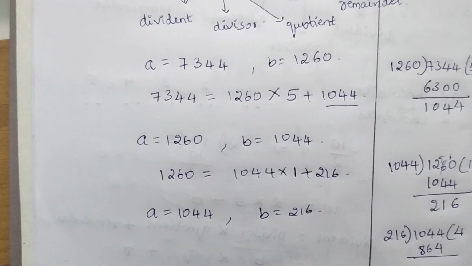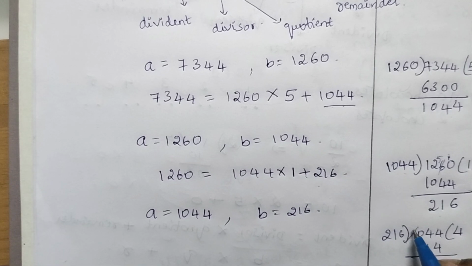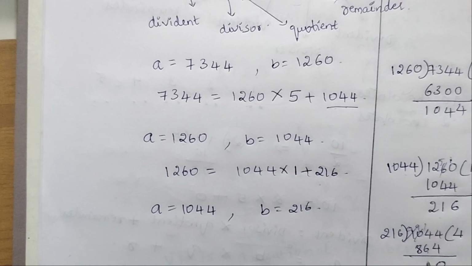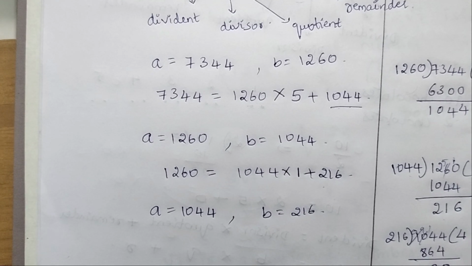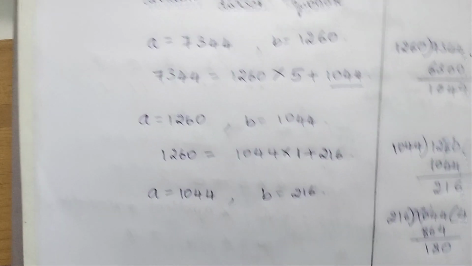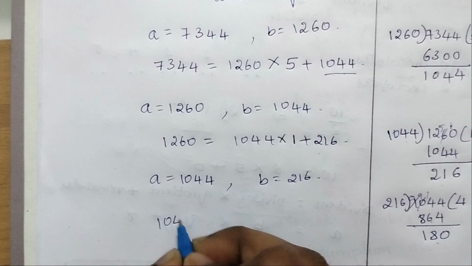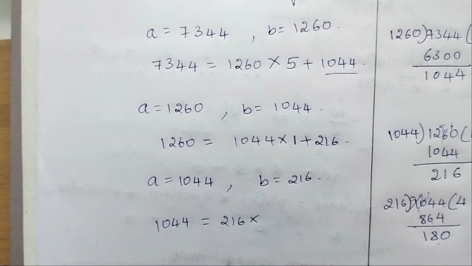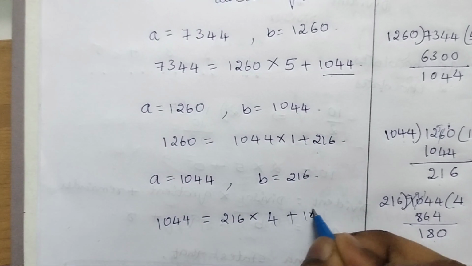So once I subtract, 4 minus 4 is 0. I can't subtract 6 from 4, I'll take carry. 14 minus 6, I'll get the answer as 8. Here 9 minus 1 is 8, 1. So I'll get the remainder as 180. I can write this now as 1044 is equal to 216 into quotient 4 plus remainder 180.